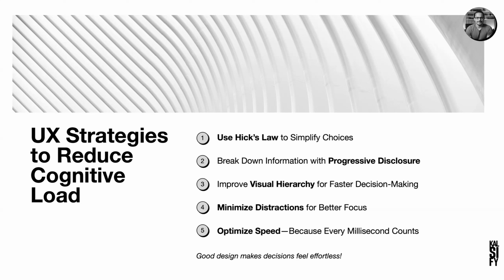Optimize speed, because every millisecond counts. Slow experiences kill engagement. Compress images and optimize performance for faster load times. Use lazy loading. Load only what's visible on screen. And preload content intelligently to eliminate wait times. For example, Google's AMP, Accelerated Mobile Pages, ensures web pages load almost instantly, increasing engagement rates.